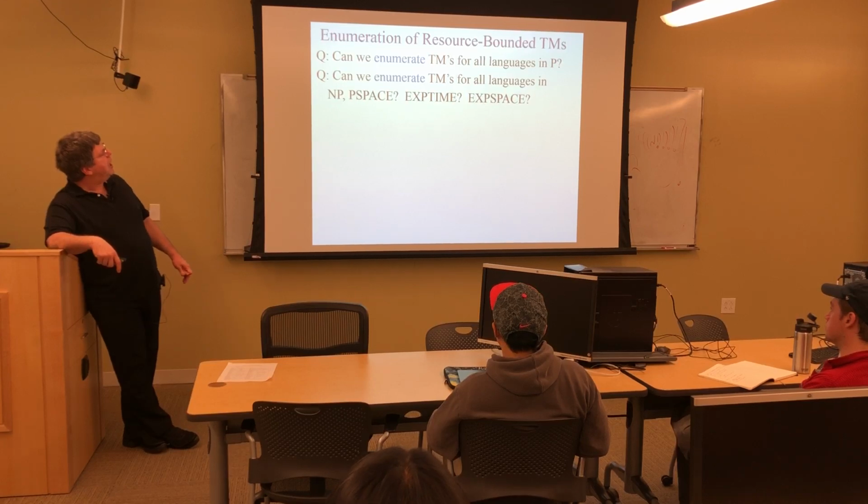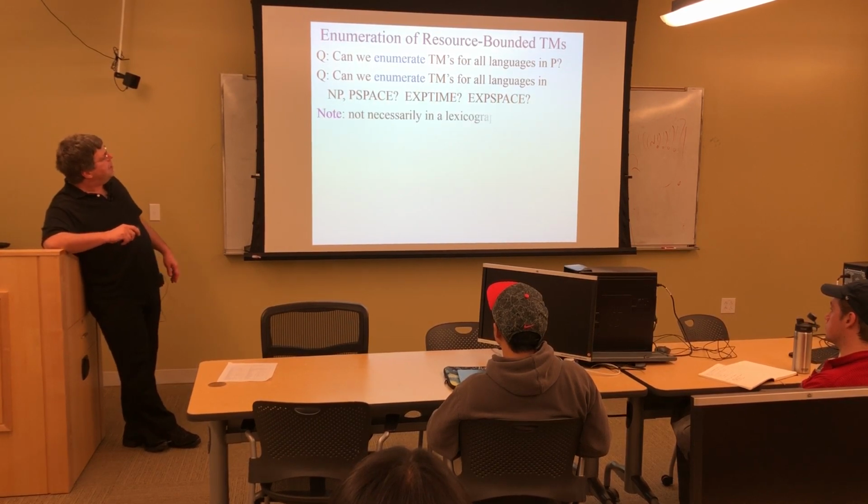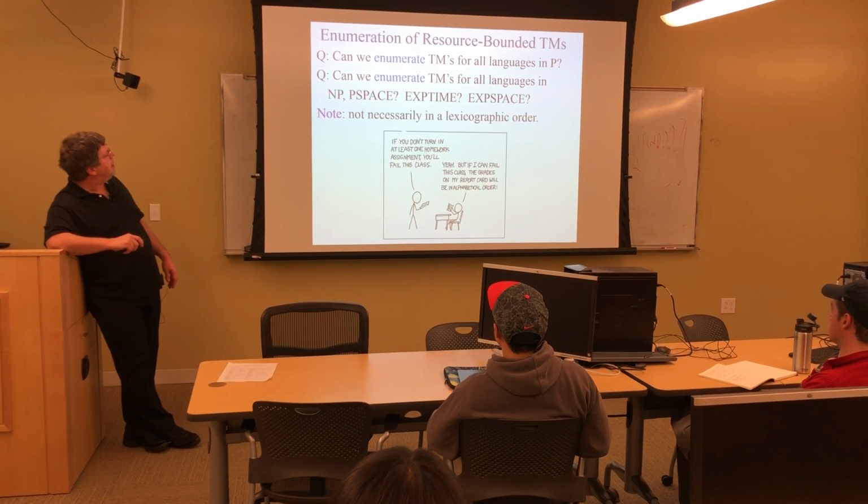Okay, so we want to output Turing machines for each and every single language in P, but no Turing machines for languages that are not in P. The question is, can you do that? And can you do it for other complexity classes like NP or PSPACE or exponential time or exponential space? And I'm saying you don't have to necessarily do it in order.